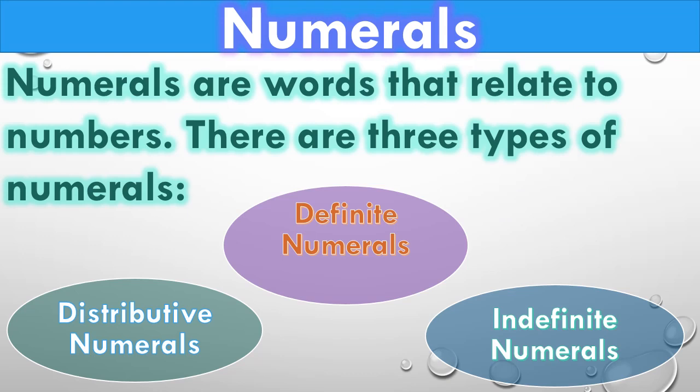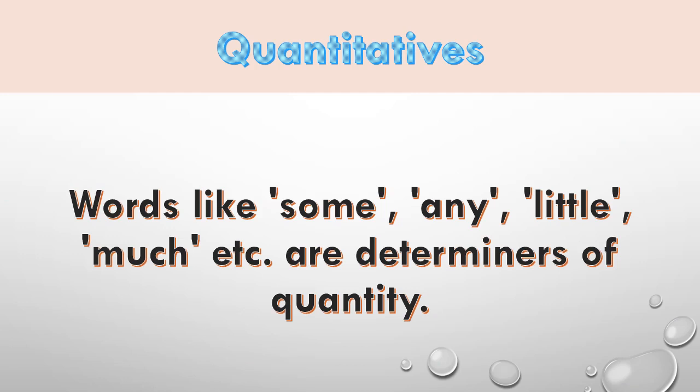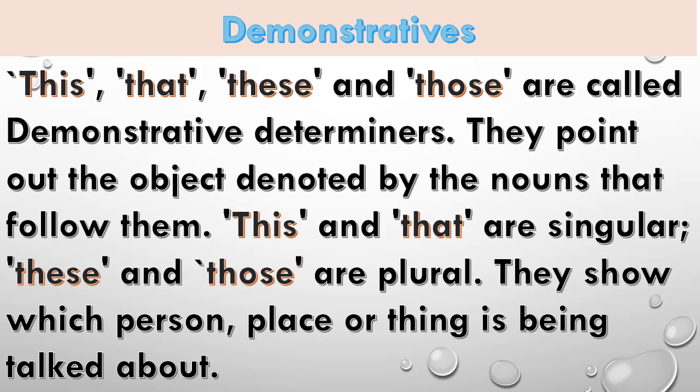Next type is numerals. Numerals are words that relate to numbers. There are three types of numerals: definite numerals, indefinite numerals, and distributive numerals. Next is quantitatives. Words like some, any, little, much, etc. are determiners of quantity. So these are called quantifiers.